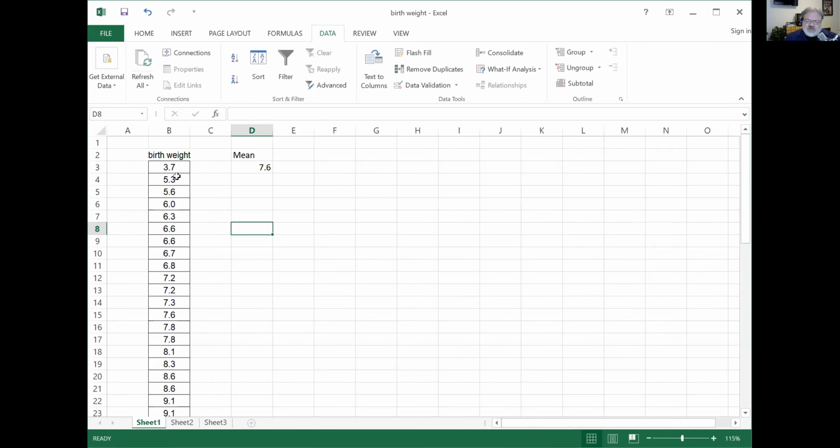You could, of course, also type this data into your calculator and use its one variable statistics tool to find the mean. But typing the stuff into your calculator, I find to be a bit of a pain. But if you like interfacing with the calculator, great, do it that way.